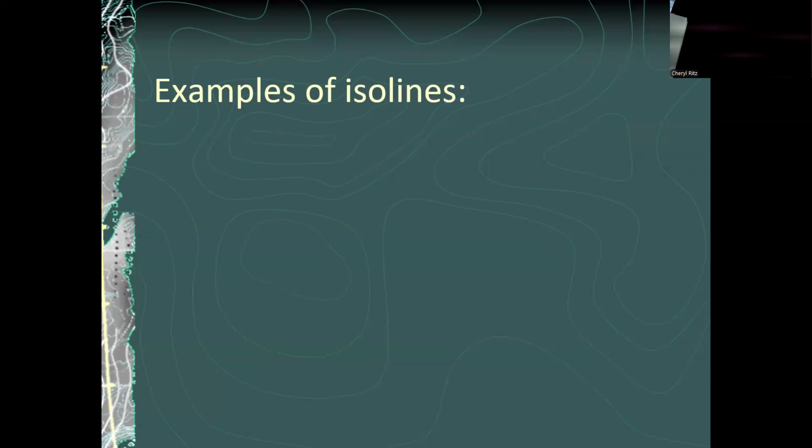Iso lines is a general term, and then we have more specific types of lines. For example, an isotherm. What do you think we're connecting? Areas of equal temperature. Therm means temperature, like thermometer or thermal.